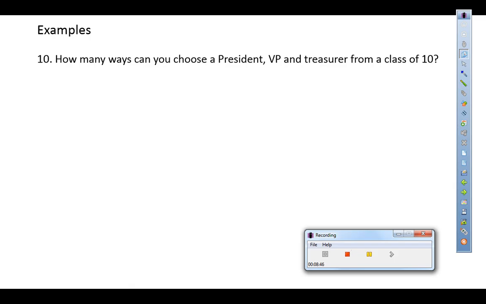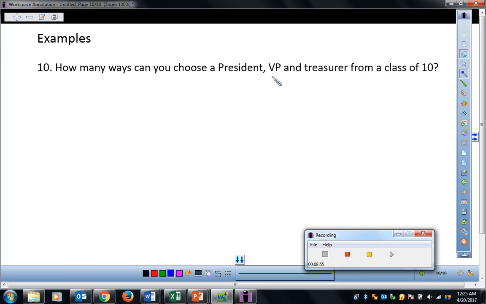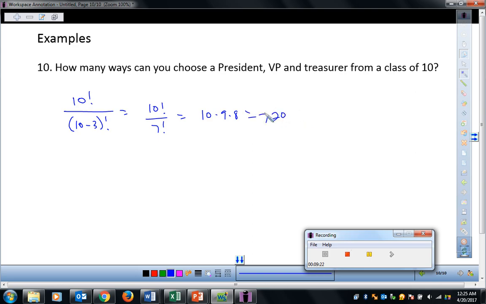How many ways can you choose the president, vice president, and treasurer from a class of 10? So again, order matters here. The president is in a different position than the vice president, who's in a different position than the treasurer. So I have 10 total, and I am taking 3 of those 10. So it's going to be 10 minus 3 factorial, which is 10 factorial over 7 factorial, which, again, everything from 7 down is going to cross off, so I'm left with 10 times 9 times 8. And that ends up being 720 different ways you can choose a president, vice president, and treasurer from that class of 10.